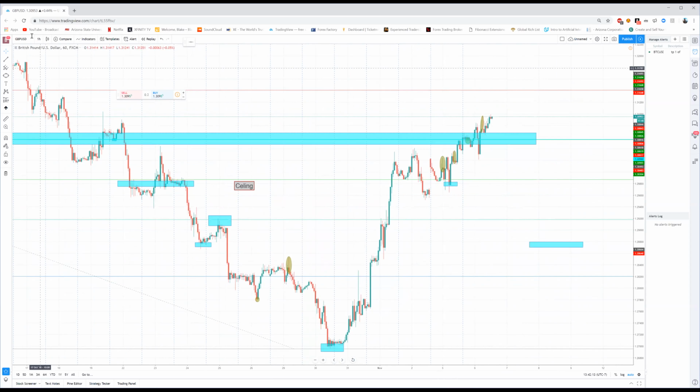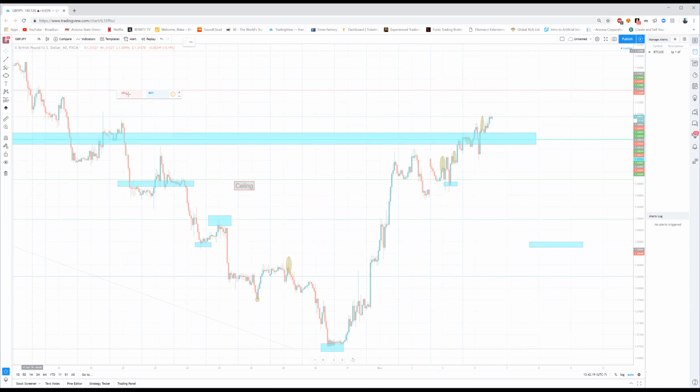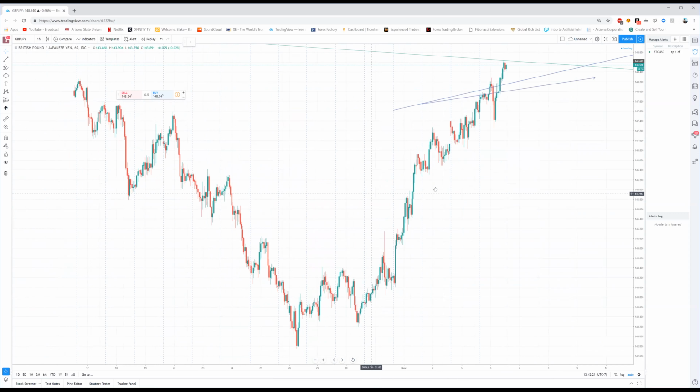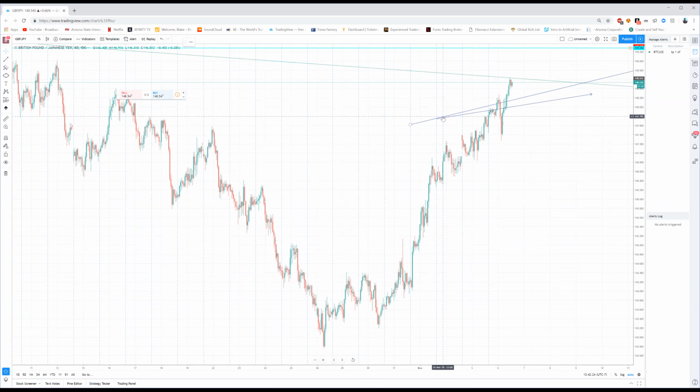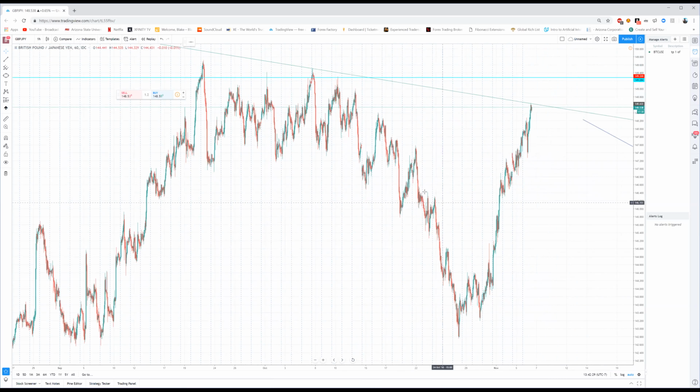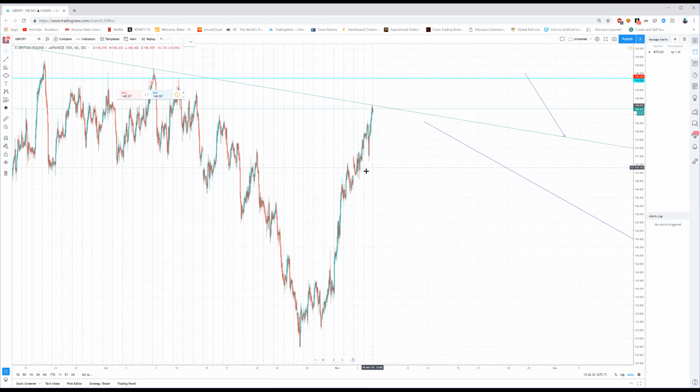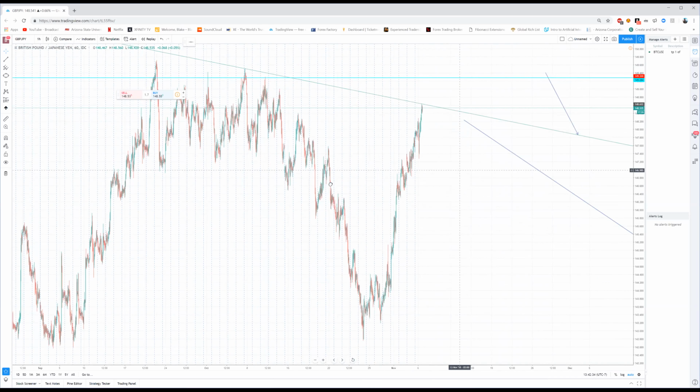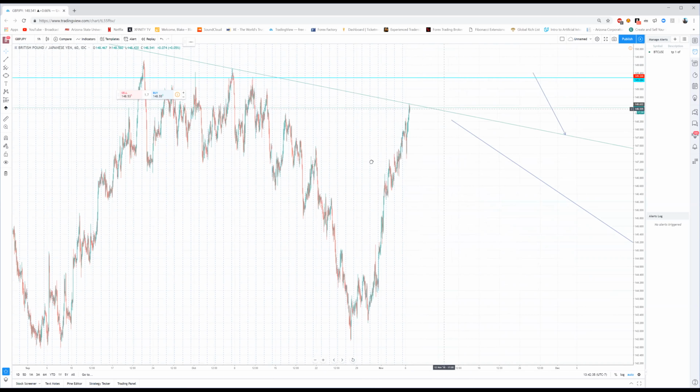And let's go ahead and look at another pair. Let's look at another pound pair, but this time GBP/JPY. This is the pound versus the yen. I have no idea what these are. Why are these here? So these are just really off. These don't even touch. Wow, look at that.